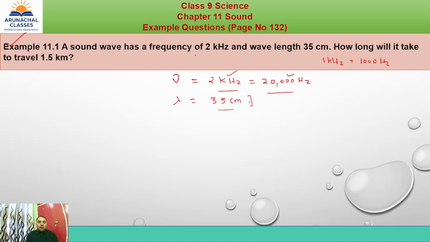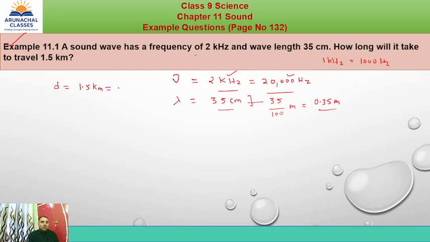I need to convert it into meter, so centimeter to meter I need to divide by 100. 35 divided by 100 meter, it is 0.35 meter. Then the question is how long it will take to travel 1.5 kilometer. Means distance is given, 1.5 kilometer.